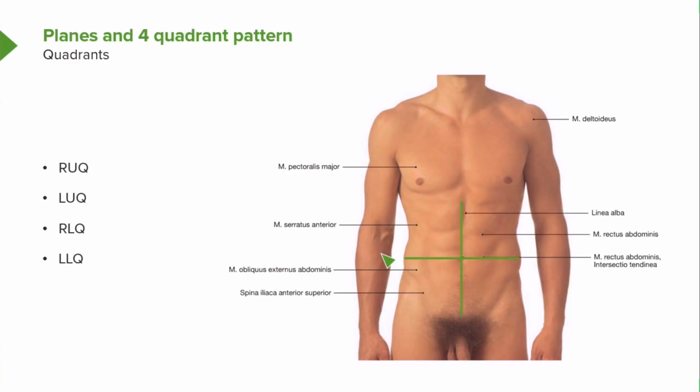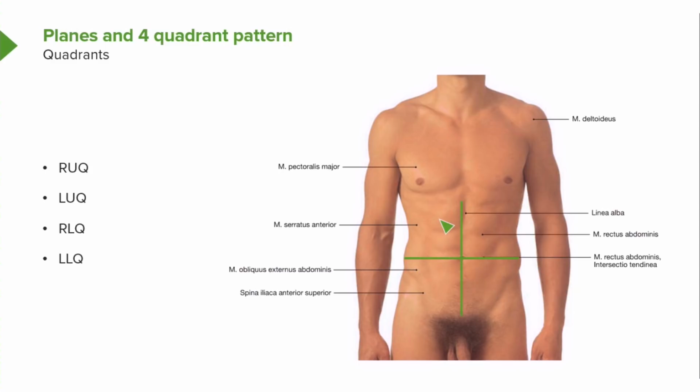The horizontal line will run also through the umbilicus, thereby intersecting with the vertical line at a perpendicular angle, and then continue to the opposite side as well. Consequently, we now have a right upper quadrant, a left upper quadrant, a right lower quadrant, and a left lower quadrant.